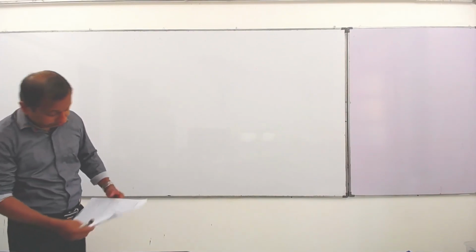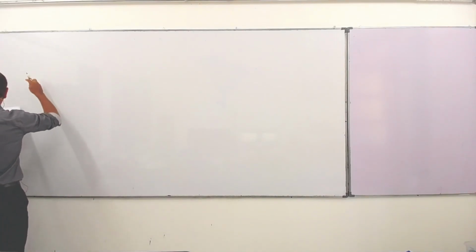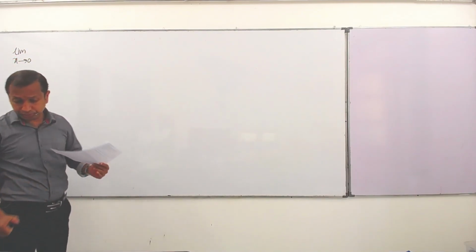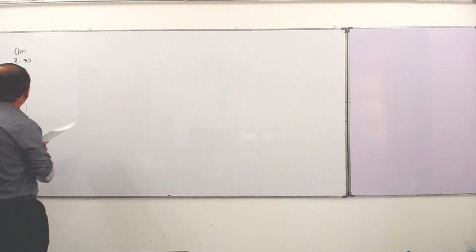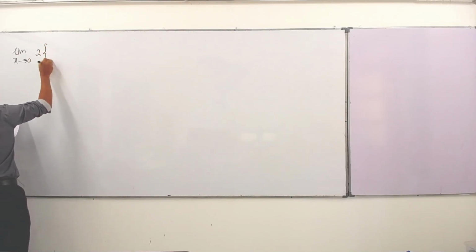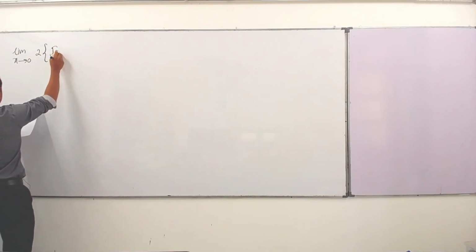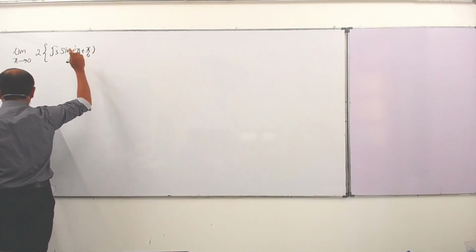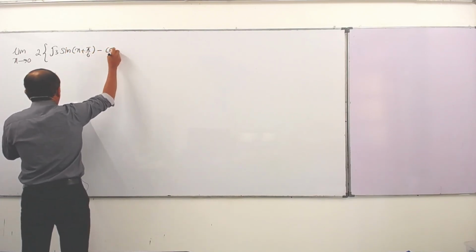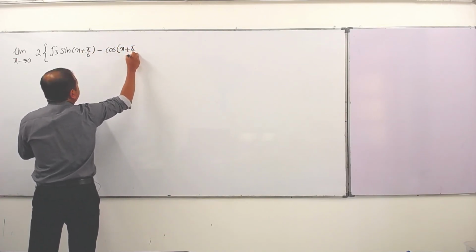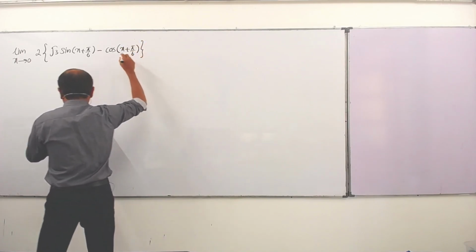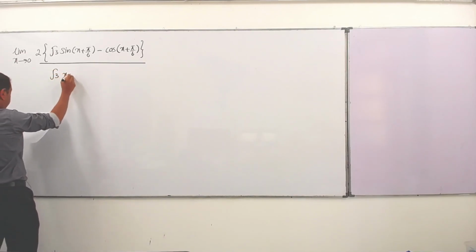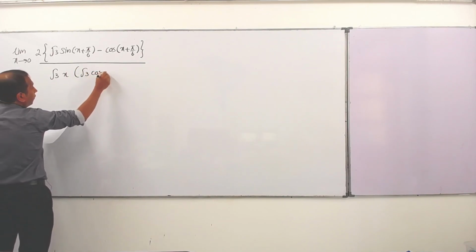Second question: limit x going to 0 of (2 times root 3 sin(x + 5π/6) - cos(x + 5π/6)) divided by (root 3 x times (root 3 cos x - sin x)).